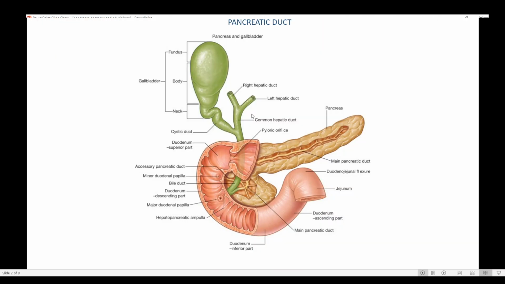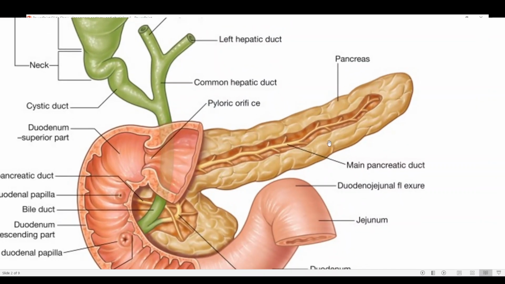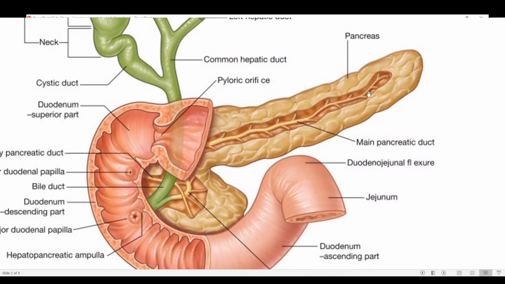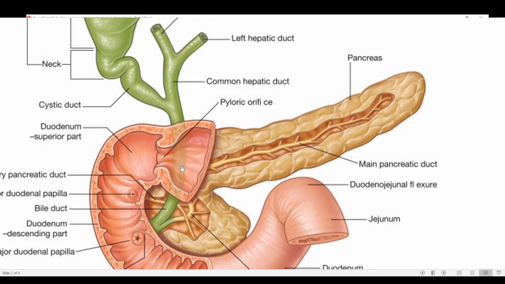Now the pancreatic duct anatomy. The pancreas has two ducts. One is the main pancreatic duct, which travels from tail to head, draining from tail to head. Here at the head level, it will join with the common bile duct.